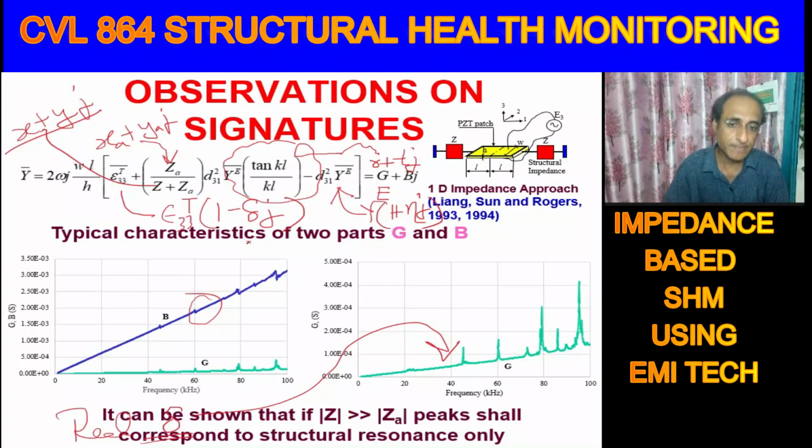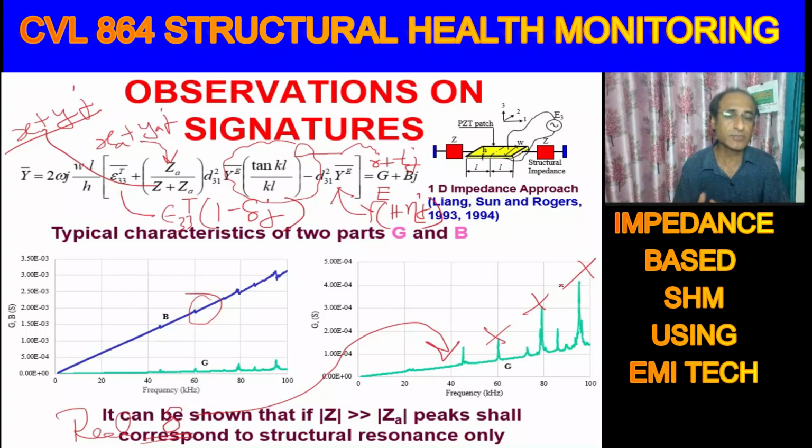Another point is that if the structure's impedance is very large as compared to the piezo, then the peaks which you are seeing here will be exactly the resonance peaks of the structure. All these peaks are the resonance peaks of the structure. Otherwise, if the magnitudes are of comparable order, then these peaks would also show the piezo peaks.